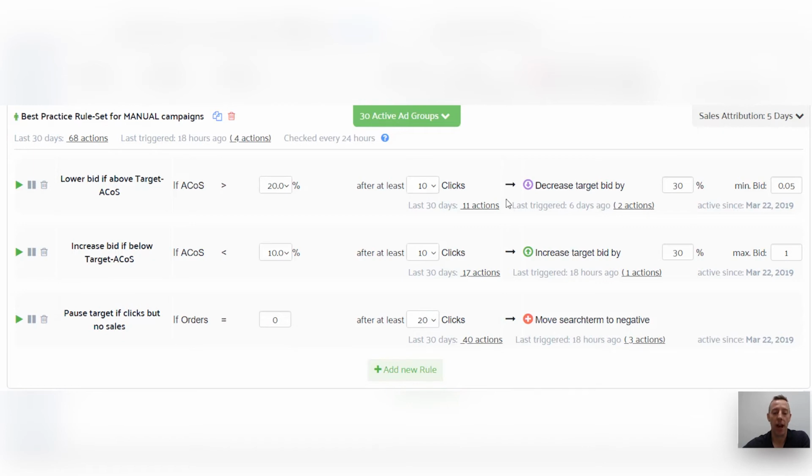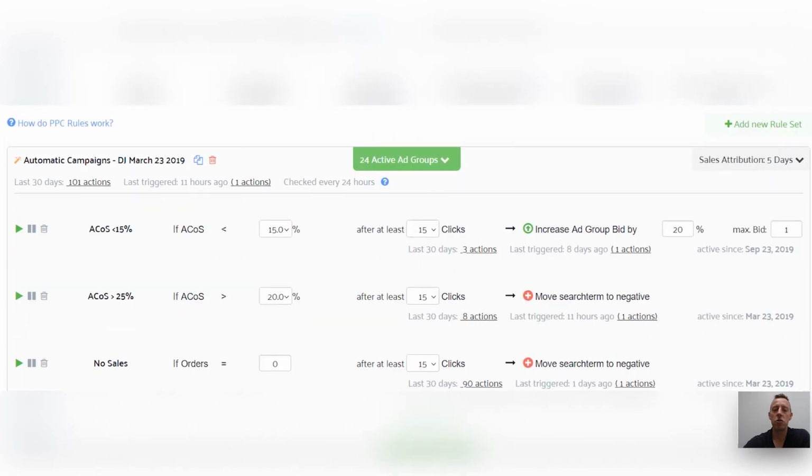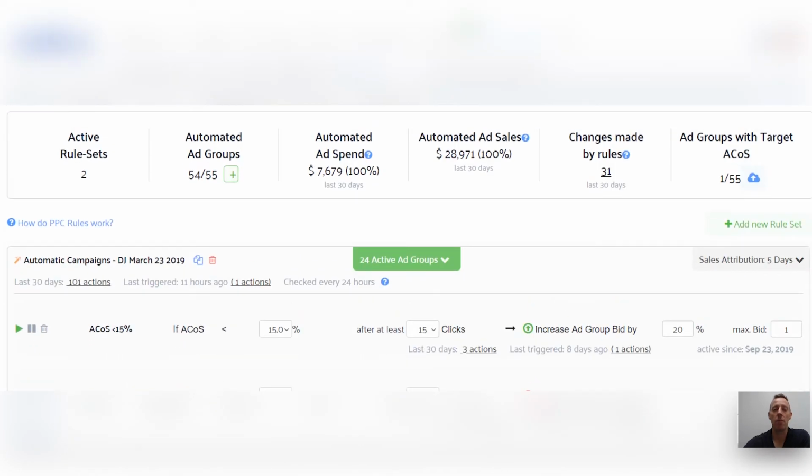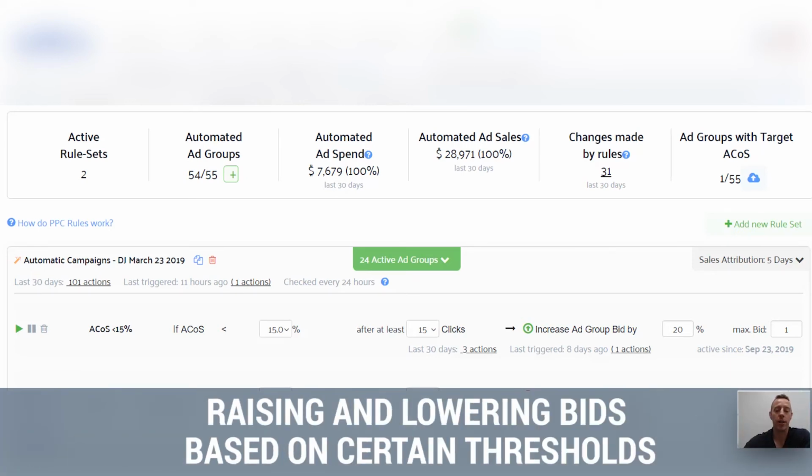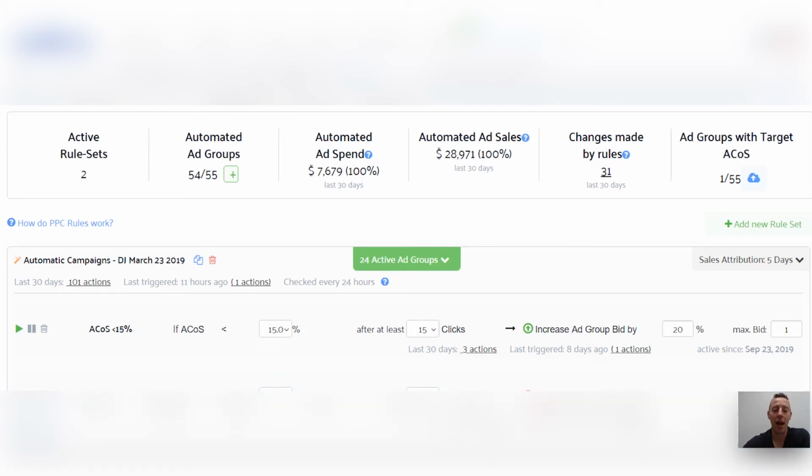And again, you can see a lot of actions have been taken in the last 30 days. 11 actions here, 17 actions here, and 40 actions for non-converting keywords. So hopefully this gives you a quick overview of how to use Sellics to automate your PPC. Even if you're not going to commit to Sellics, you can still use the fundamentals I talked about in this video, for example, pruning, sticking, and blocking, raising and lowering bids based on certain thresholds. You can use these fundamentals manually within Seller Central. It's just going to take you more time and it's not nearly as effective.